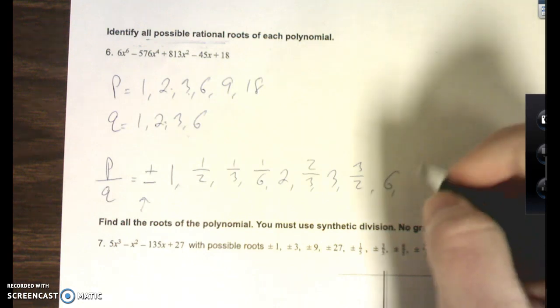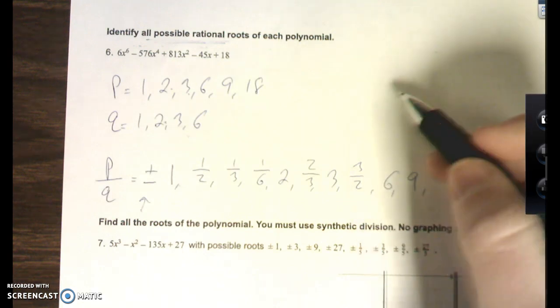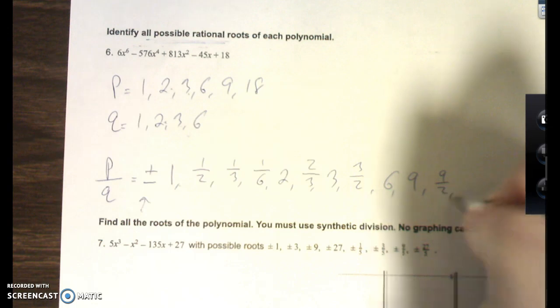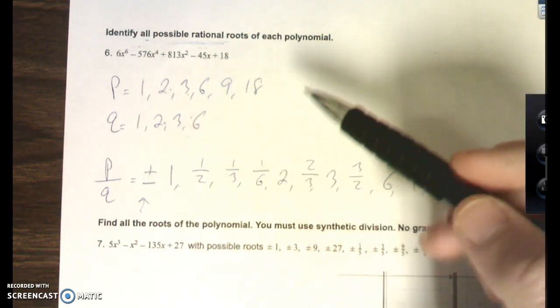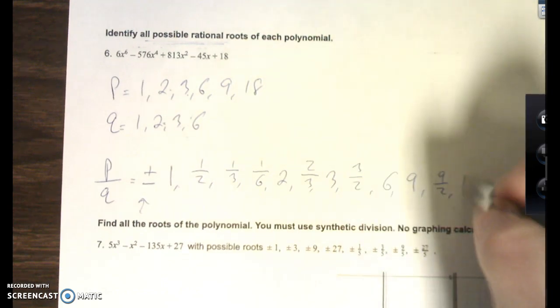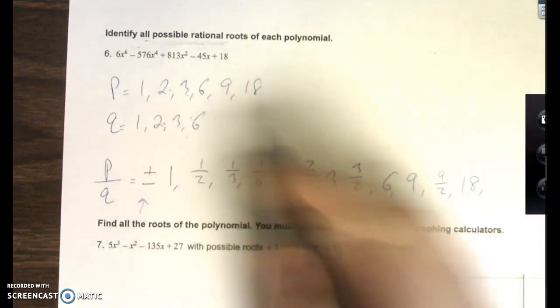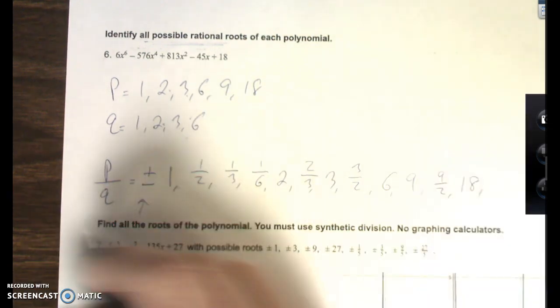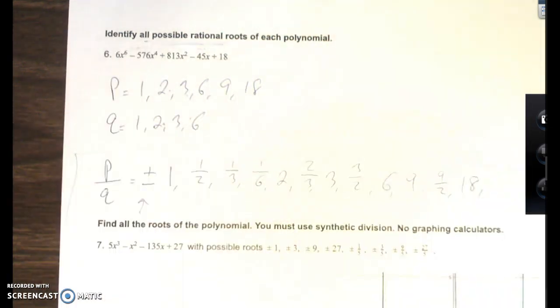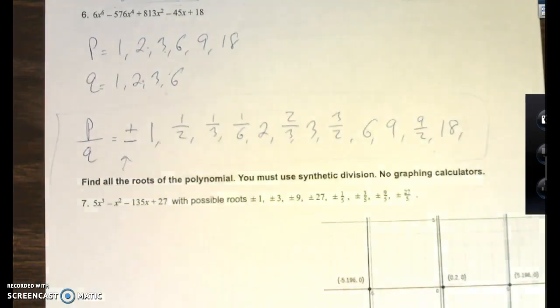Alright. 9 over 1 is 9. 9 over 2 is 9 halves. 9 over 3 is 3, and 9 over 6 is 3 halves, which I have both of them. And lastly, 18. 18 over 2 is 9. 18 over 3 is 6. And then 18 over 6 is 3. So bam, that's all of them. Okay? That is all you are doing. You are not doing anything else. Okay? Stick with that and you're fine.